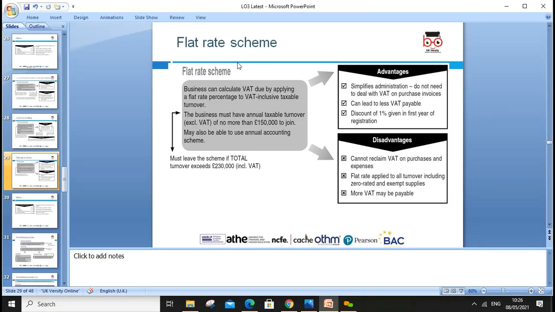Okay, then flat rate. Do you know the flat rate? What is the flat rate? Why flat rate? Do we know the rate? And what are the benefits of the flat rate? Is anyone here dealing with the flat rate? Yes. So what is it about the flat rate, please?